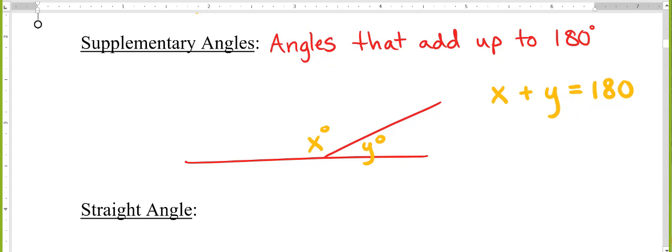When we add them, do we need to put the degree sign? No, because you know that it's x degrees plus y degrees equals 180. Usually in math, we leave the units off when we're doing the equations. That's a great question.